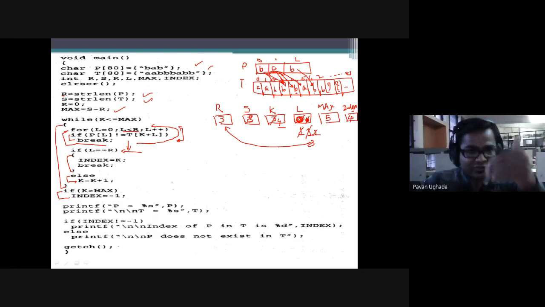Actually that situation comes when you did not find any pattern. At that time we will be making index equal to -1. -1 means the pattern is not available. So this is false. We will be coming and executing this part.